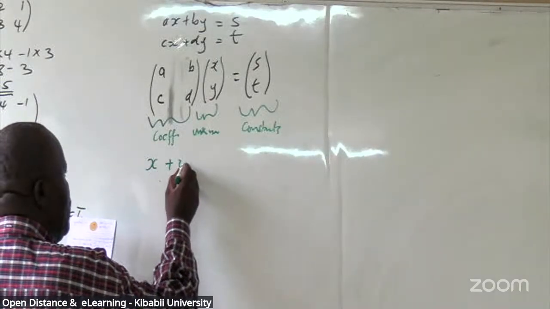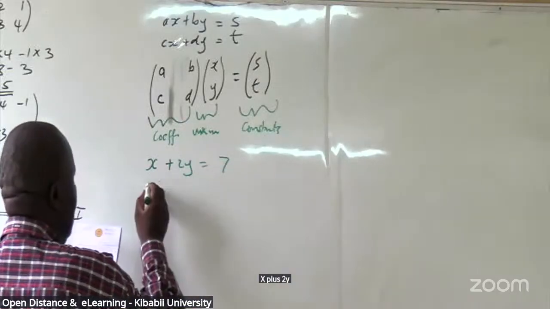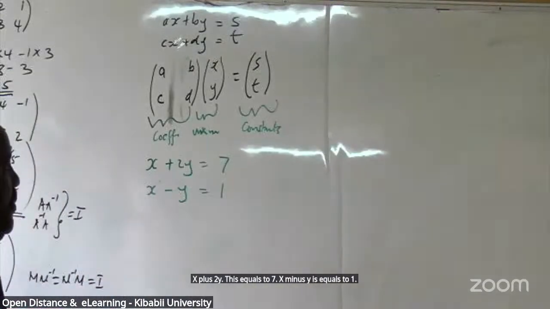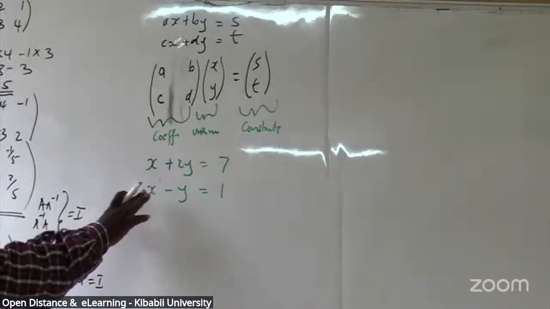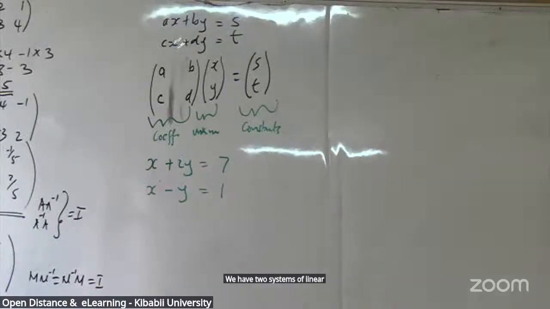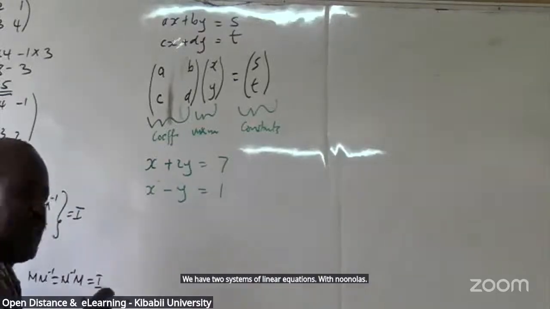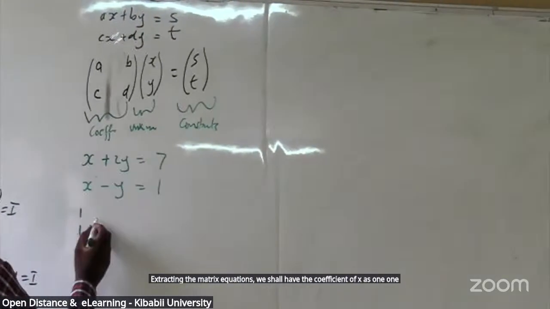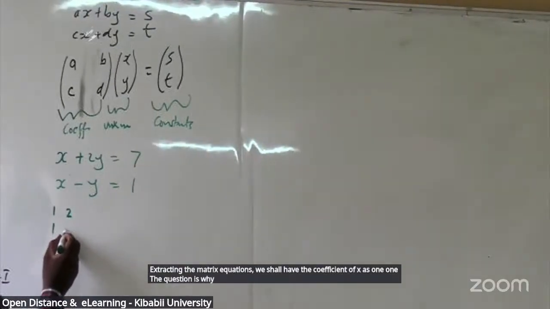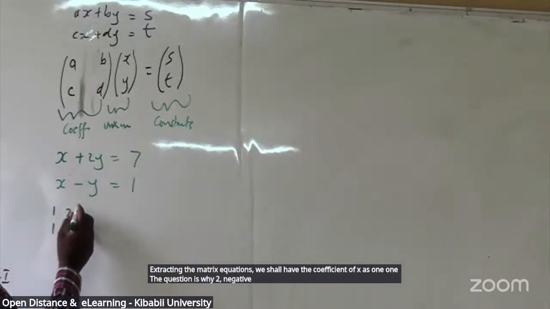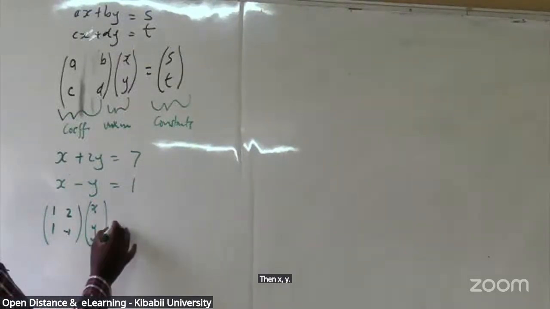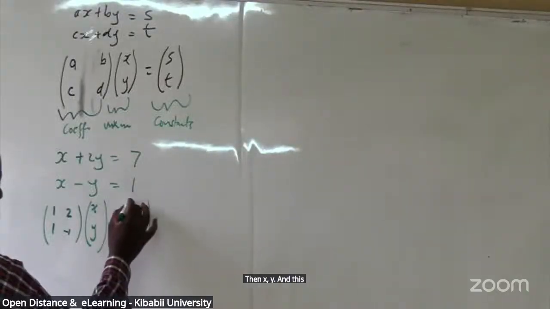x plus 2y equals 7. x minus y equals 1. We have two systems of linear equations with two unknowns. Extracting the matrix equations, we shall have the coefficient of x as 1, 1. The coefficient of y as 2, -1. Then x, y. And this gives you 7, 1.